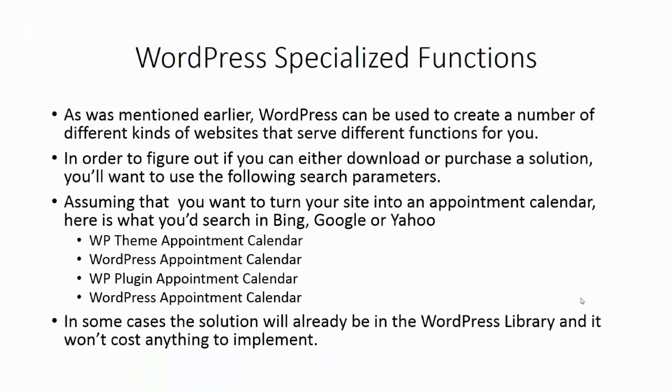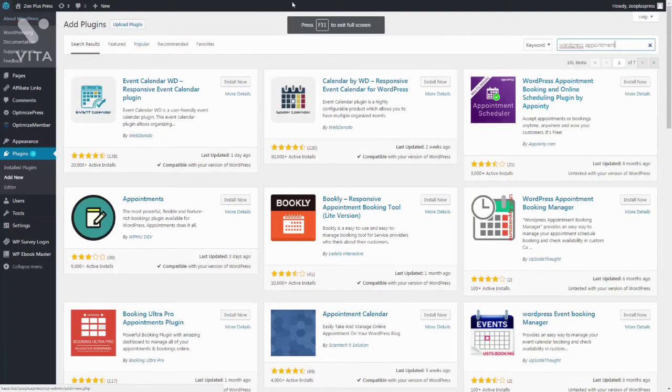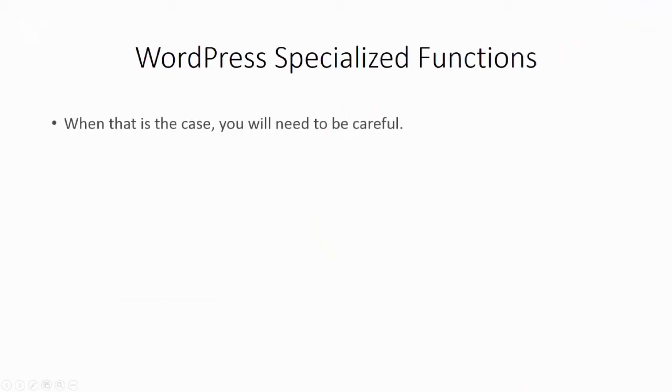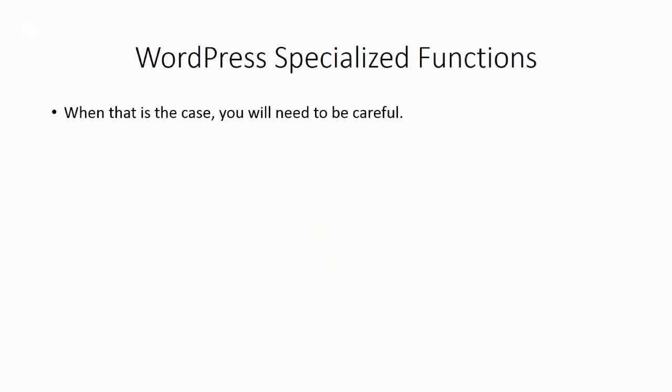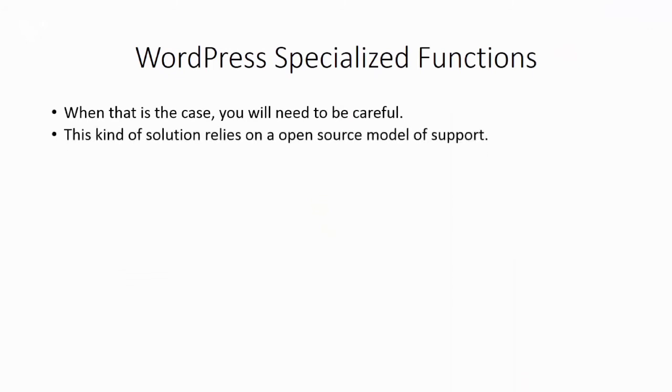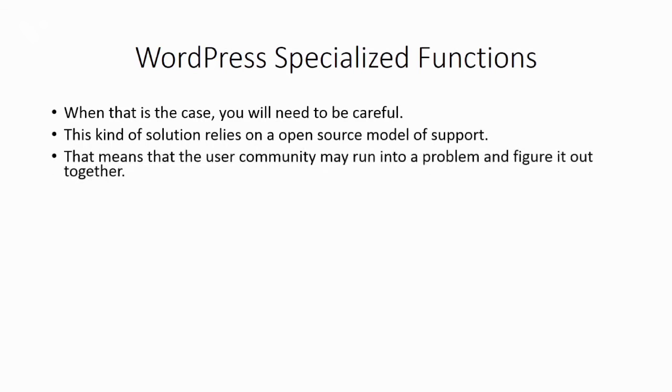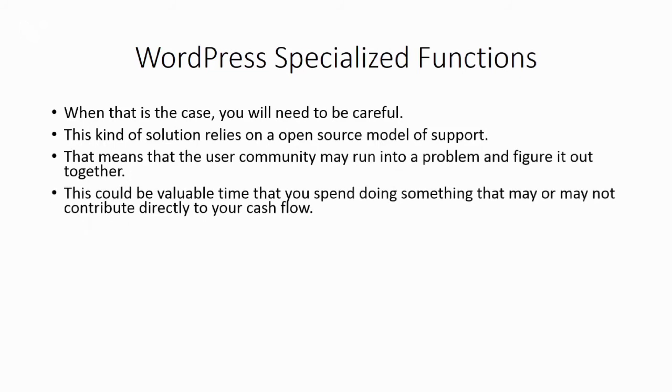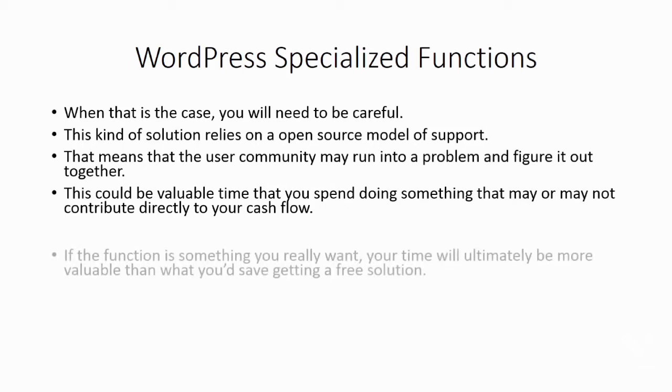Now, in some cases, the solution will already be in the WordPress library and won't cost anything to implement it. And you'll see this may be the case if you go searching for something like a plugin. Now, when that is the case, you are going to need to be careful. This kind of solution relies on an open source model of support. That means that the user community may run into a problem and figure it out together. Now, waiting for this to happen, this could be valuable time that you spend doing something that may or may not contribute directly to your cash flow.